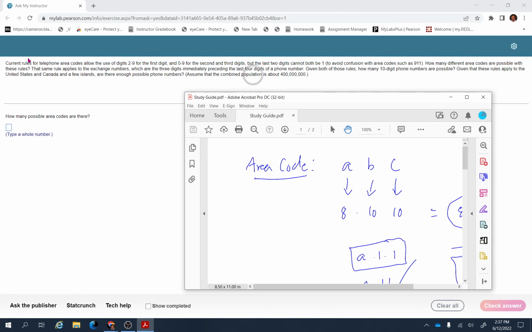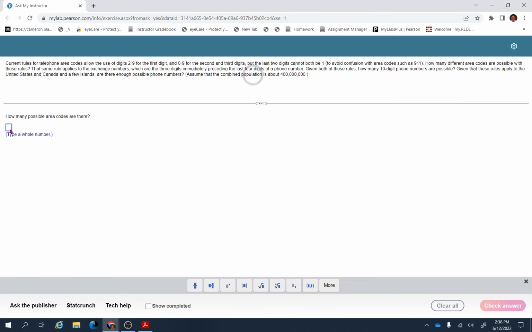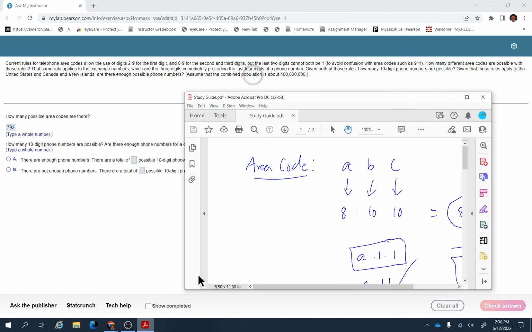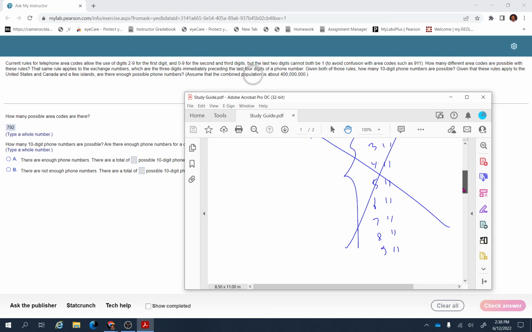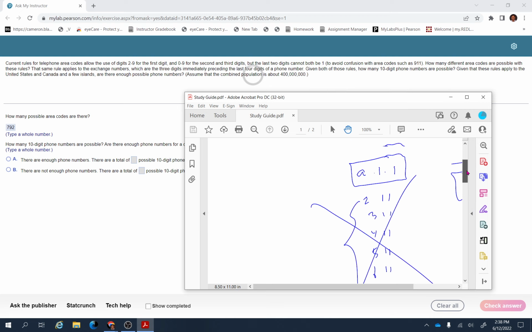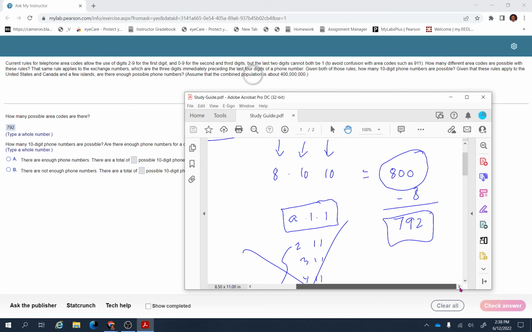Okay, so that's the answer for the first question. How many possible area codes are there? That's 792. Now we want to go further, and we are trying to form a 10-digit phone number. The first 3 digits are the area code, and we know that there are 792 possibilities to create the first 3-digit area code.